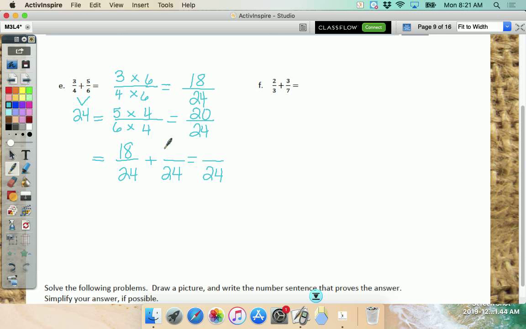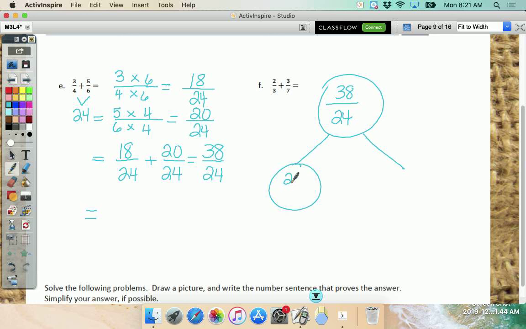So I have 18 plus 20, which equals, now I know it's not more than 2, because that would be 48, right? So I'm still going to be less than 2, but here's what I have. I have 38 24ths. And if I take out 1 whole, that would be what? Now, how do I figure out what is left? Anybody know the problem I need to do? 38. Subtract, good. 38 minus 24.